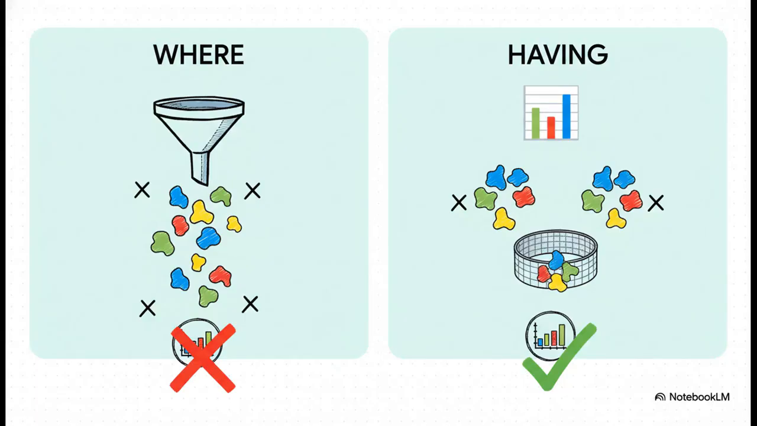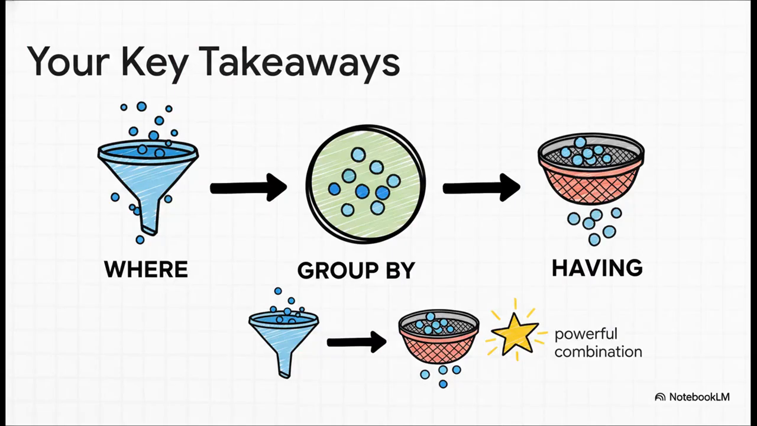So let's just hammer this home so it sticks. WHERE is your first line of defense. It works on individual rows, and it happens before any grouping. HAVING is your second filter. It works on entire groups, and it happens after the aggregation is done. And the big one, WHERE cannot be used with aggregate functions like COUNT or SUM, while HAVING is built specifically for them. So let's lock in the key takeaways.